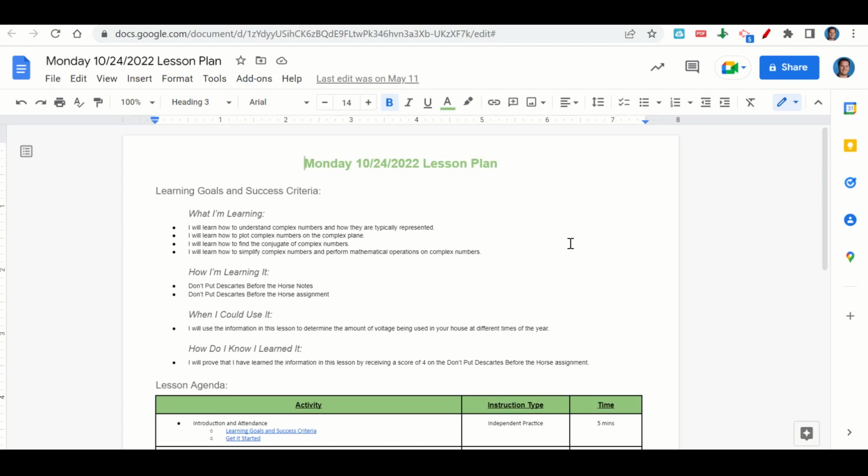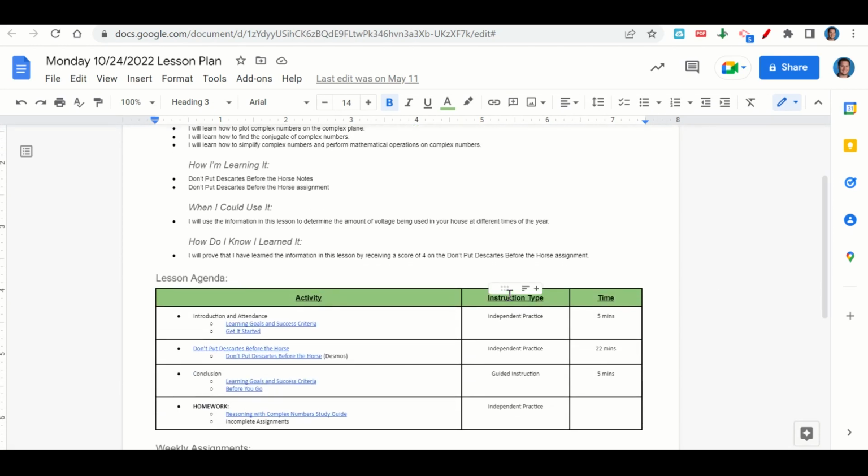How are we learning it? Through the "Don't Put Descartes Before the Horse" notes and the "Don't Put Descartes Before the Horse" assignment. When can we use this information? To determine the amount of voltage being used in your house at different times of the year. How do we know we learned it? By getting a score of 4 on the "Don't Put Descartes Before the Horse" assignment.